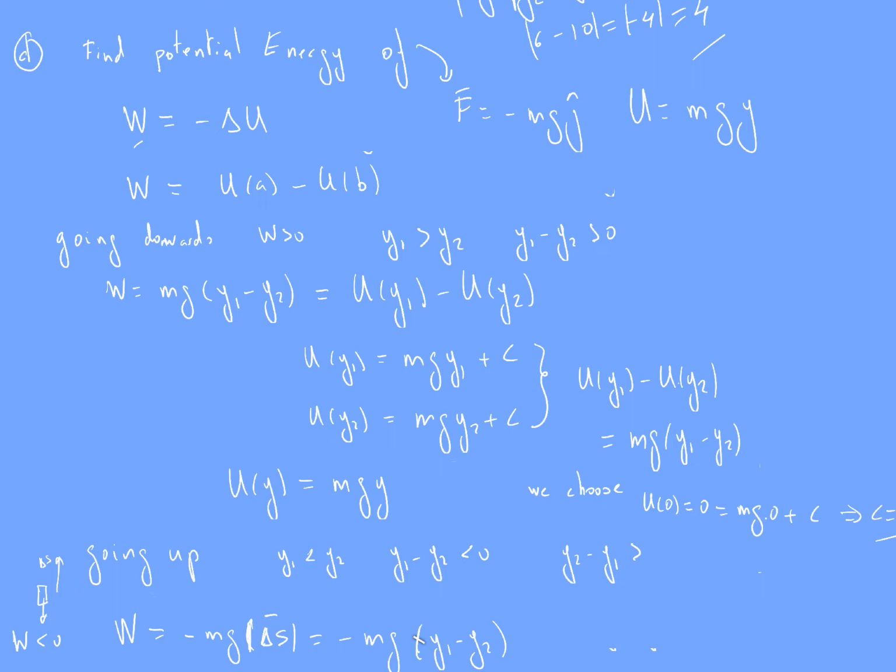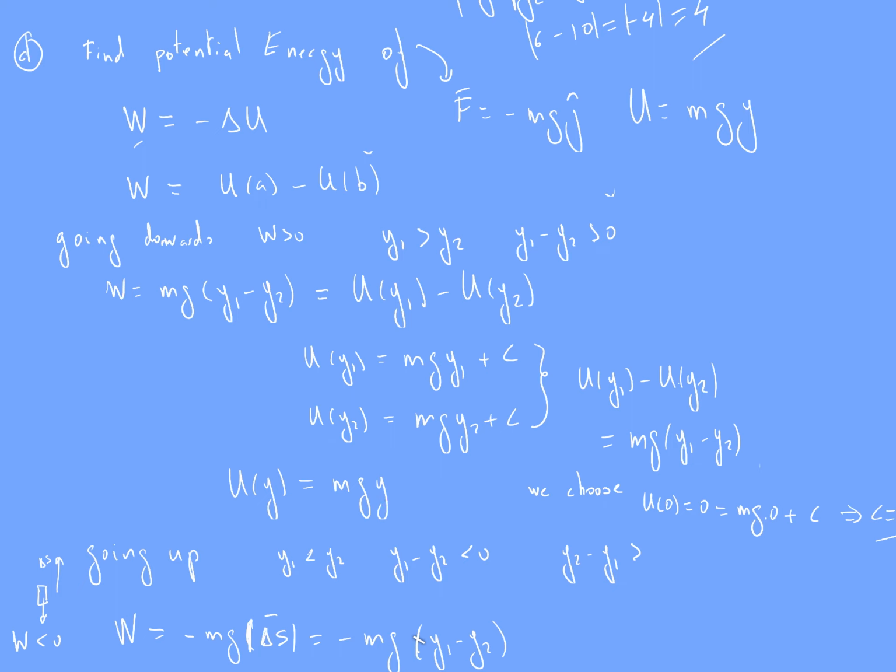So the difference, U of y1 minus U of y2, will be mgy1 minus mgy2, which is this. So the difference is the same, so I have chosen the correct U of y. The correct potential energy, U of y, will be mgy. This is U of y1 when y is y1. When y is y2, it appears y2. When y is y, it appears y. So U of y is mgy.